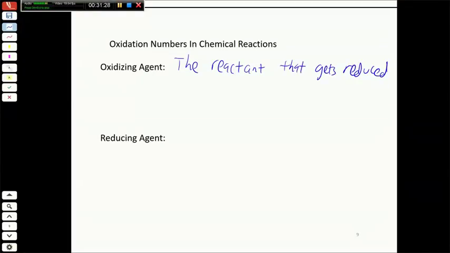The reason for that is, think about what an agent is. An agent is someone or something that does something. You know, if you're an agent of change, you're bringing change to the world in some way. So the oxidizing agent is the one that does the oxidizing. So that's why it's getting reduced.